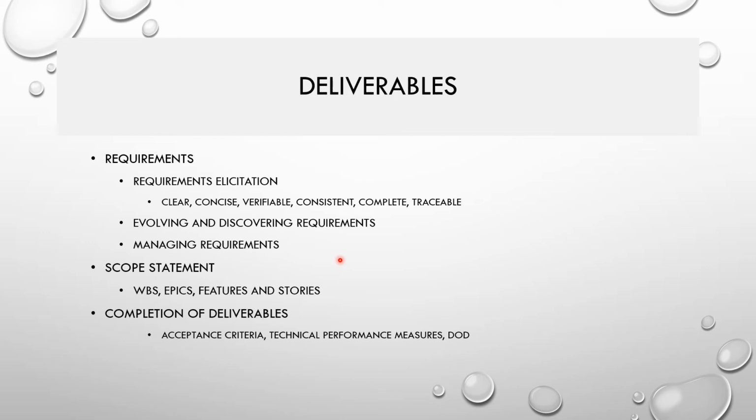Completion of deliverables. How do we ensure that a particular deliverable or a particular story is completed? You can use acceptance criteria, a technical performance measure, or definition of done. These are the indication or validation mechanisms for ensuring the completion of deliverables. This is how we accept that deliverable. This is how the product owner and the product managers accept the deliverables delivered.